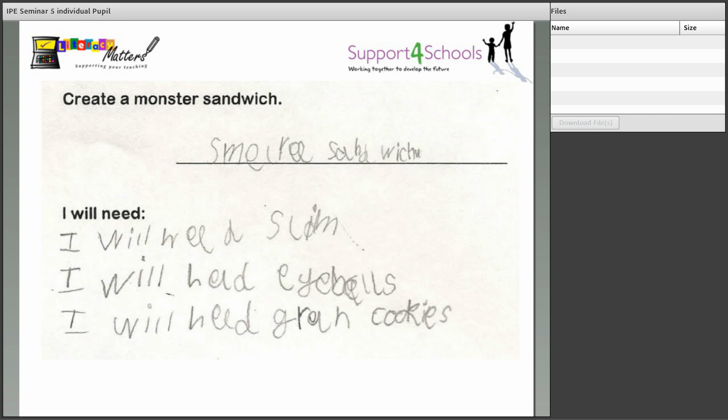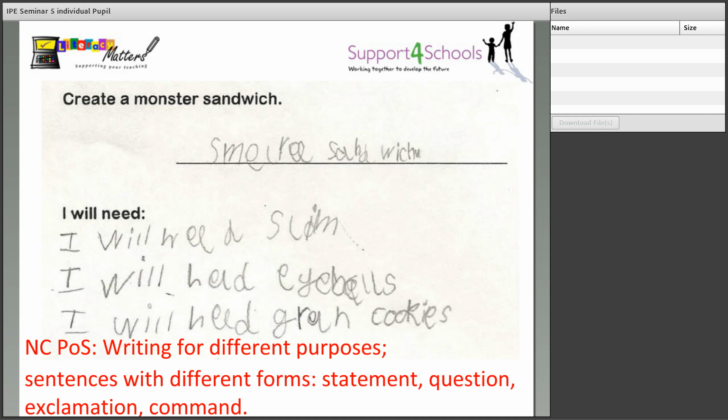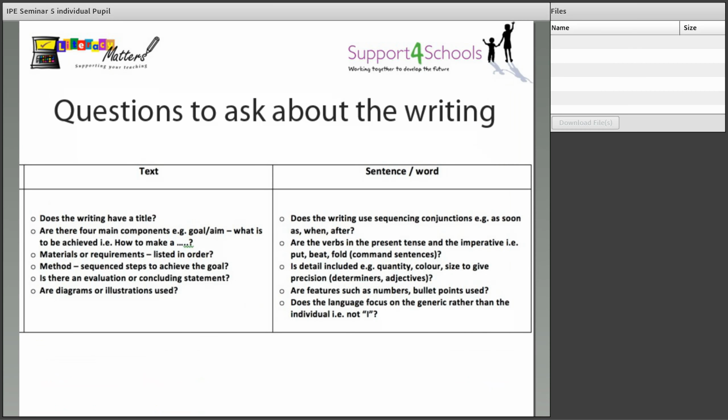But let's look at the positive of this. This child is writing sentences, okay? Not got a full stop at the end, but each of those sentences is a statement sentence. They're a statement of what she will need. But I wonder whether that pupil knows that those sentences that she or he has written are statement sentences. And of course, as a program of study, it's about writing for different purposes and sentences with different forms: statement, question, exclamation, and command. So the functions of different sentences.